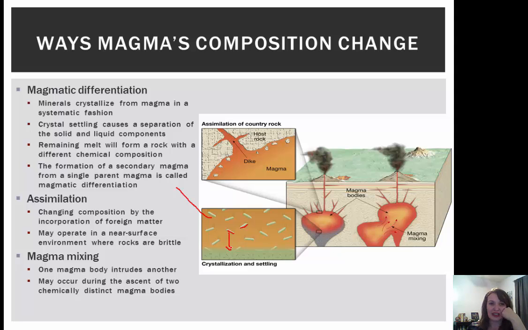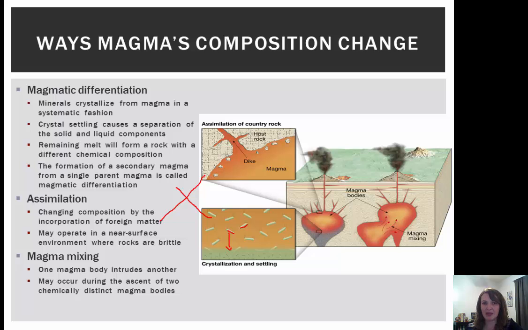Next, we have assimilation. This is changing the composition by incorporating foreign matter. A lot of these processes are happening near the surface where rocks are brittle, they're breaking off, they're getting incorporated into the magma, and that's what we see in this image right up here.